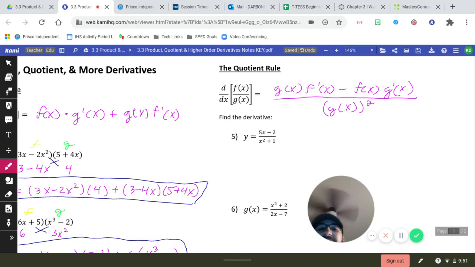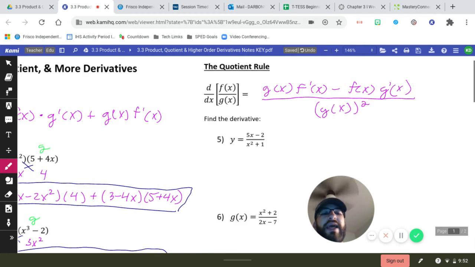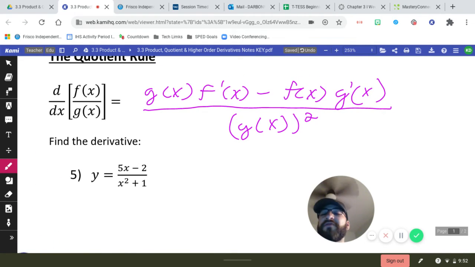So some first things that you should notice. Okay, product rule has addition because addition and multiplication kind of go together. Quotient rule has subtraction because division and subtraction kind of go together. Second thing is quotient rule starts as a fraction, ends as a fraction. Okay, so that should help you differentiate between the two.